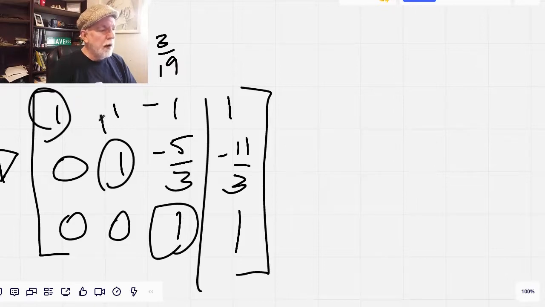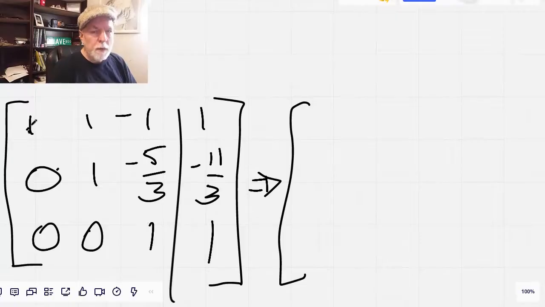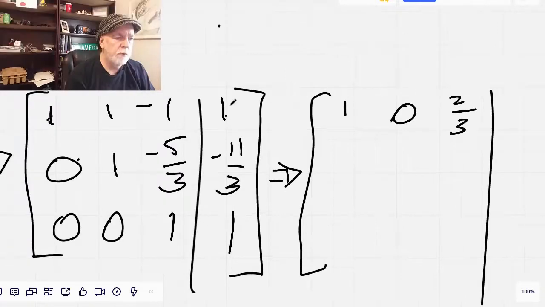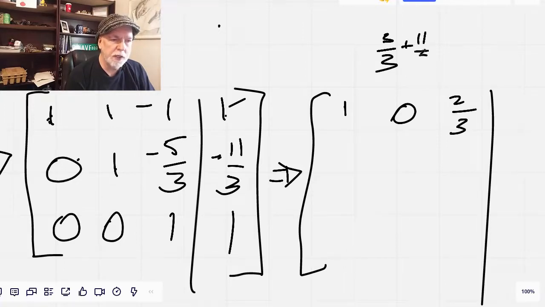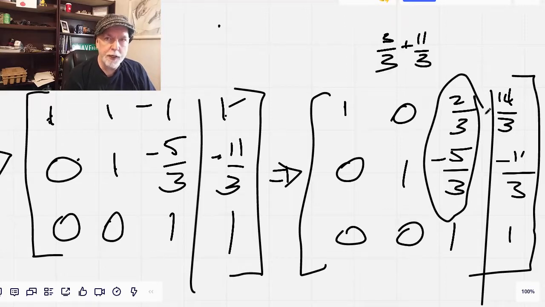Let's work on making zeros above them all. For our first row, we'll subtract the second row. 1 minus 0 is 1. 1 minus 1 is 0. -1, so -3/3. Minus 5/3, so plus 5/3. That gives us 2/3. 3/3 minus 11/3, so plus 11/3 equals 14/3. And now we wish to convert these figures into 0.